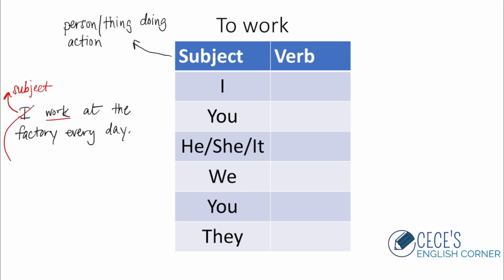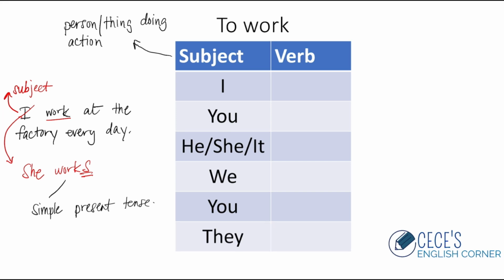What if we replace I with she? Now we have to conjugate the verb differently. Our sentence becomes, she works at the factory every day. The verb work is conjugated so that one, it's in the simple present tense, and two, it matches our subject, she. It would be incorrect to say she work at the factory every day.